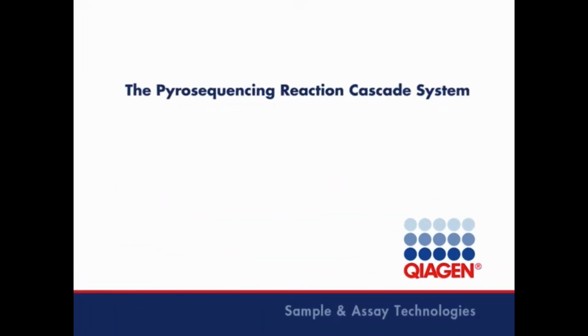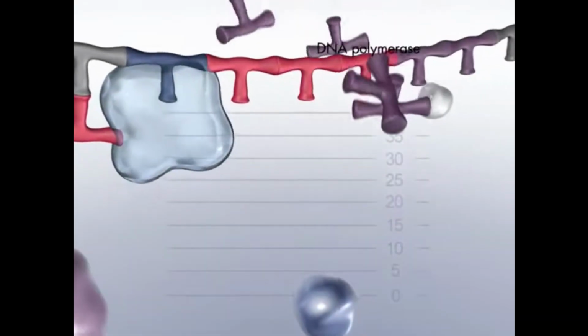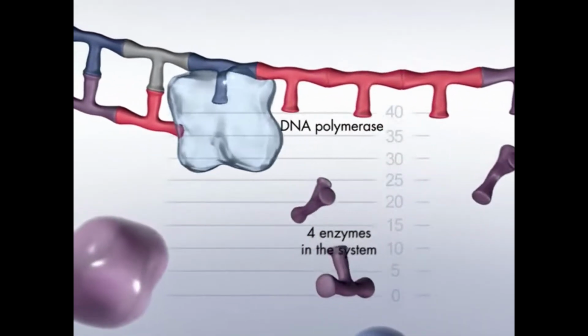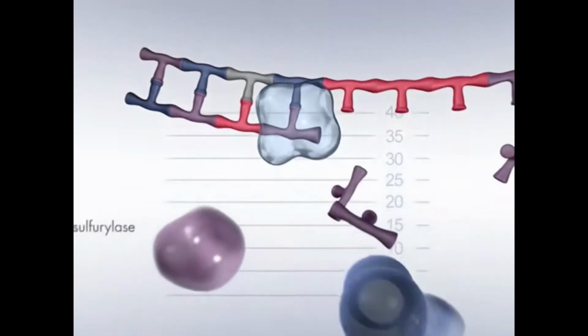Pyrosequencing technology capitalizes on elegant chemistry to deliver real-time quantitative sequence data. 4 enzymes convert the synthesis of a DNA molecule into a pattern of light signals. DNA elongation catalyzed by DNA polymerase is accompanied by the release of pyrophosphate.